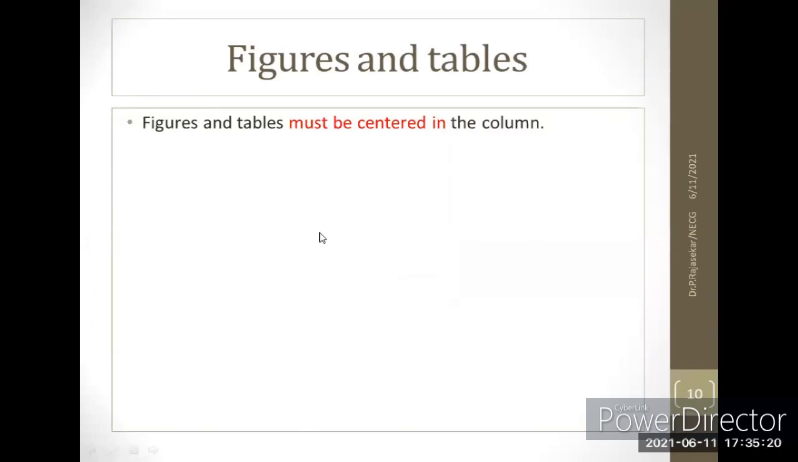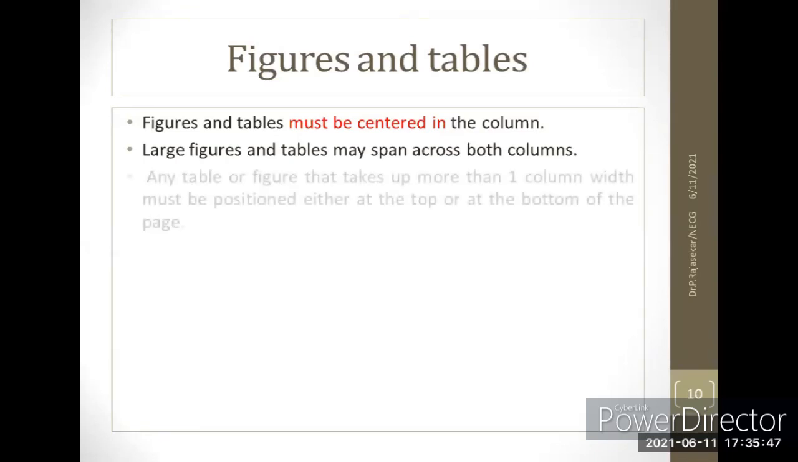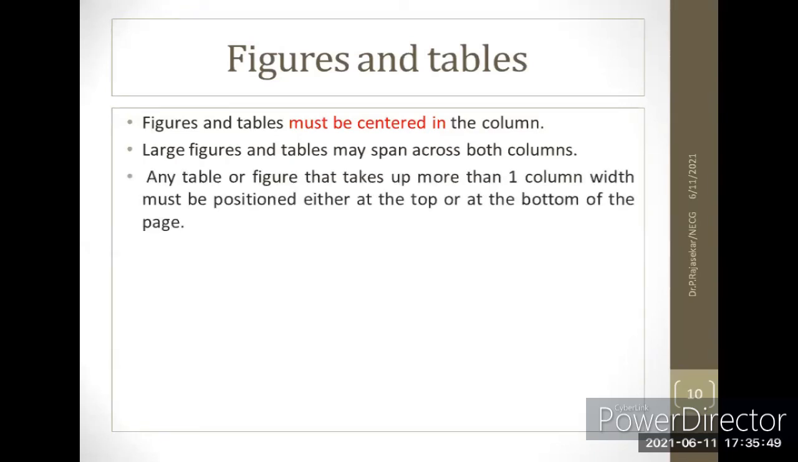Large figures and tables may span across both columns. Suppose you shrink a figure into a single column and it is not visible, then you can expand that figure across the two columns. At that time, you can change the format for that portion only, figure portion only and table portion only, and make it single column. So that is an important one.